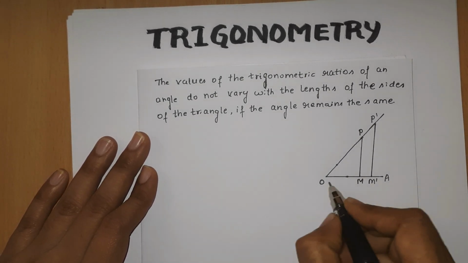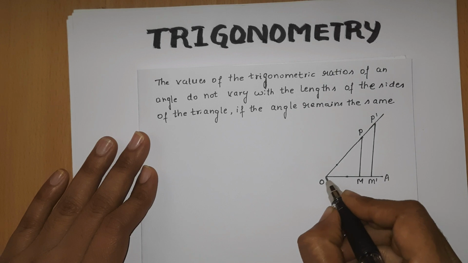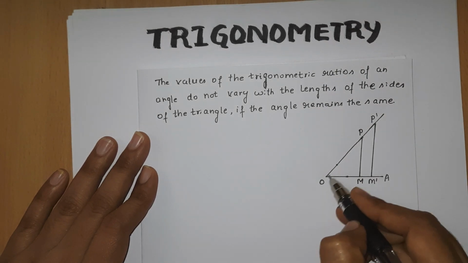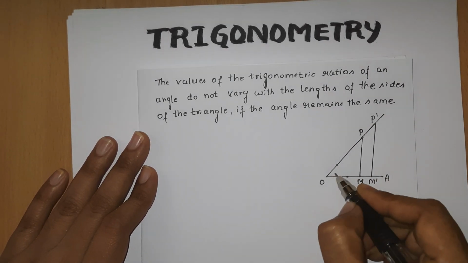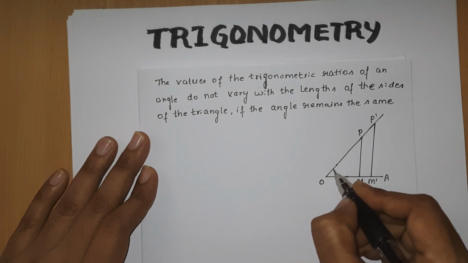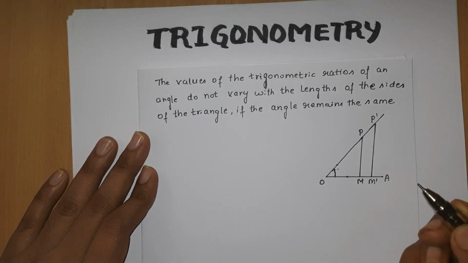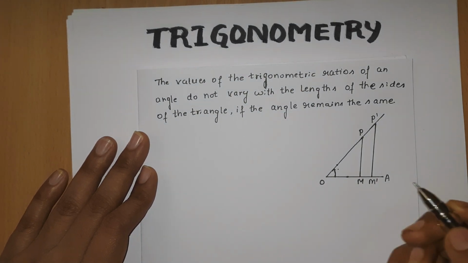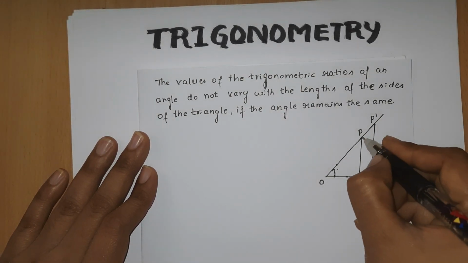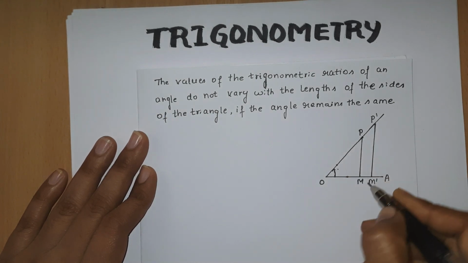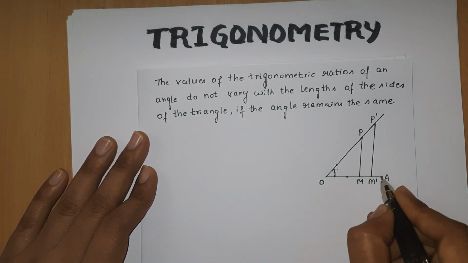First, consider one fixed line OA, and the revolving line OP forms an angle at O. I'm calling this angle theta, or you can call it angle O. Now you just draw a perpendicular PM to this baseline, the fixed line OA.